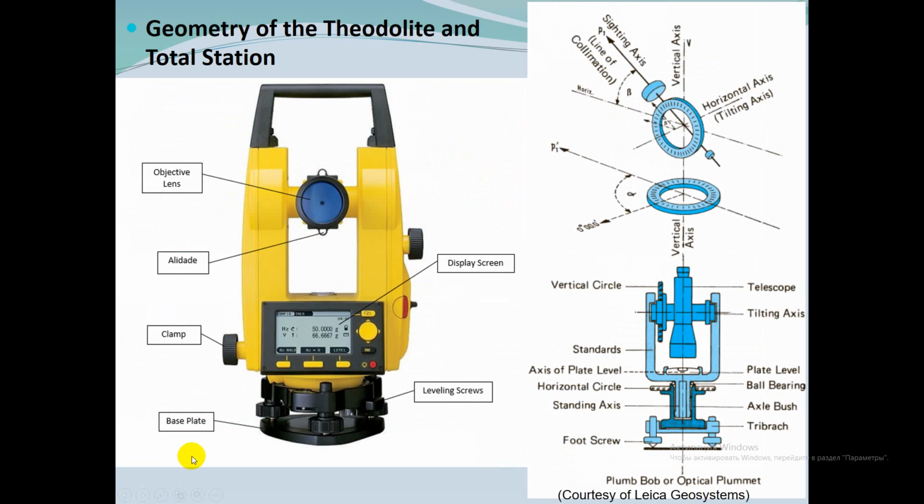About the alidade. The alidade is used to align the telescope with the target. The leveling screw is used to ensure the theodolite is on a leveled plane.